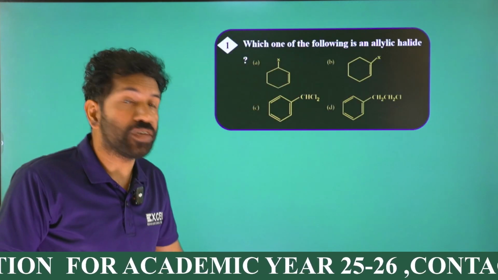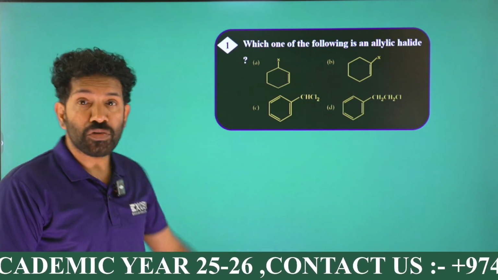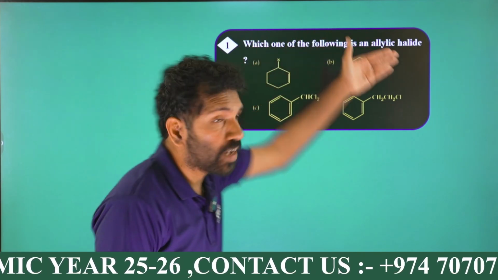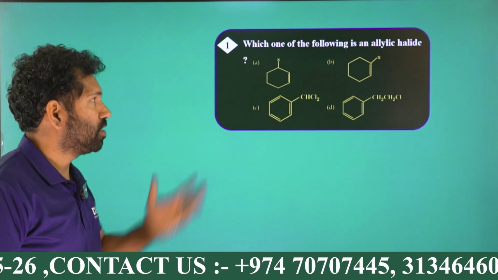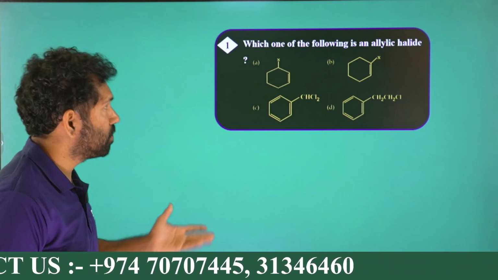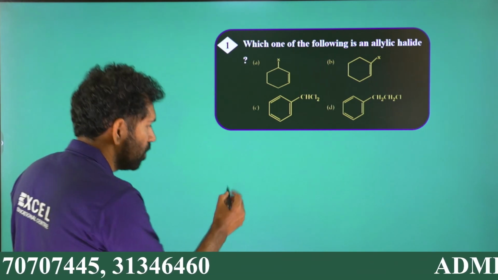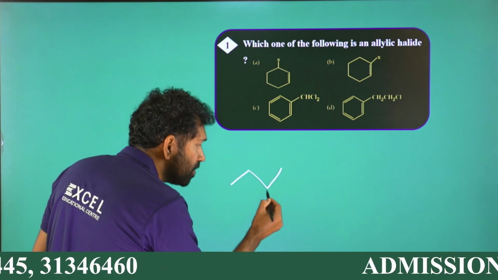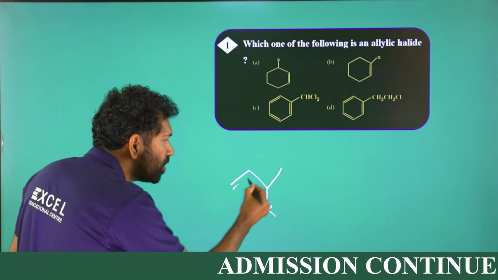Our first question is based on classification of halogen compounds. Which of the following is an allylic halide? Tell me which is the answer. Very easy question. It's a normal question asked in last year's board exam. What's the condition for an allylic halide? For an allylic halide, halogen is connected to a single bonded carbon next to the double bond.